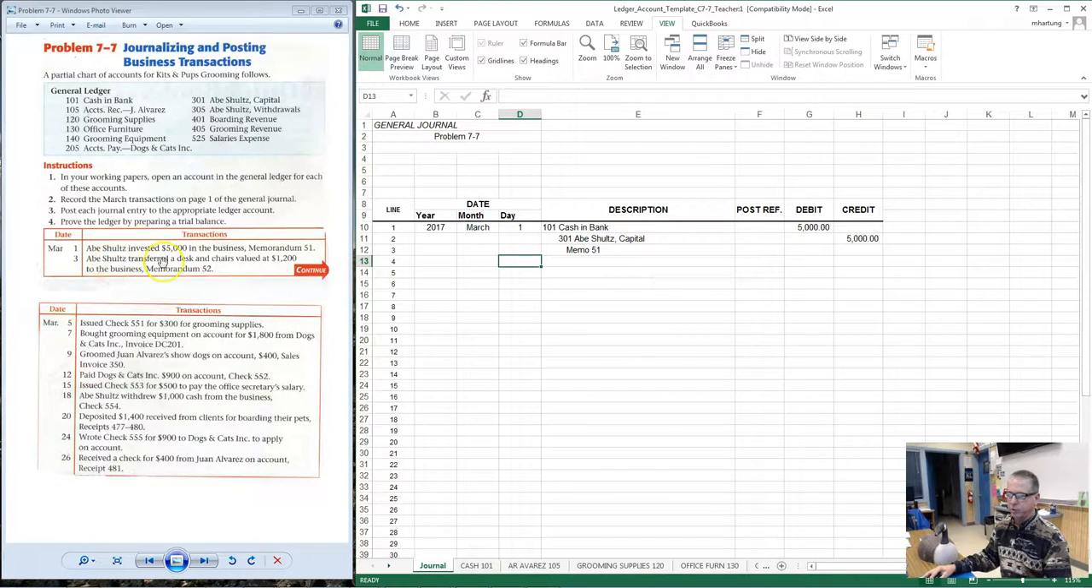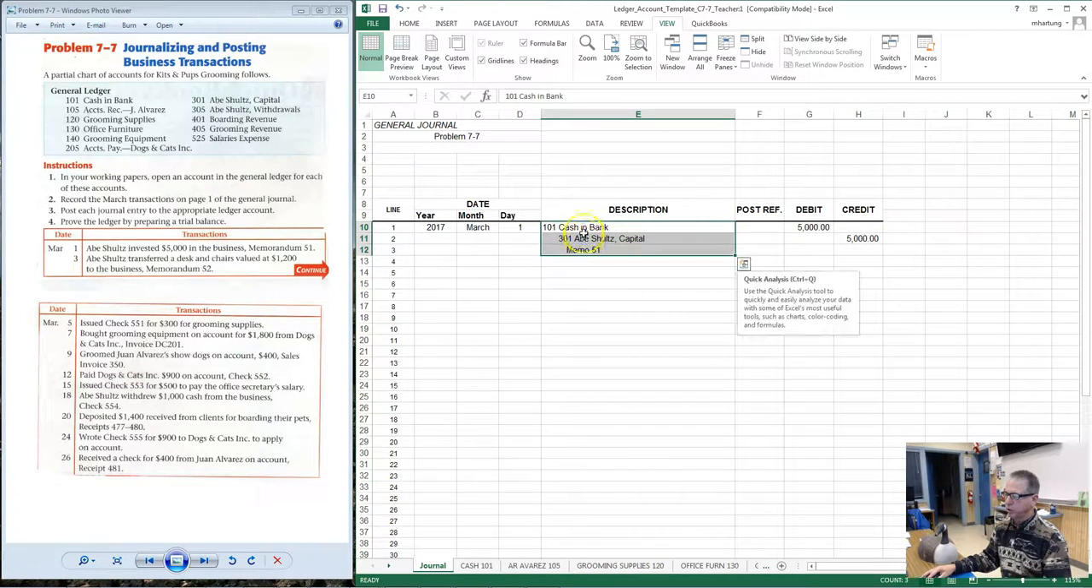Next, Abe Schultz transferred a desk and chairs valued at $1,200 to the business. So this is the same thing as investing. He took some personal assets and now he's essentially donating them or investing them into his business. So it's going to be very similar to this transaction, except he's not investing cash. He's investing desks and chairs, which would come under this asset. 130 office furniture is the best one to describe that.